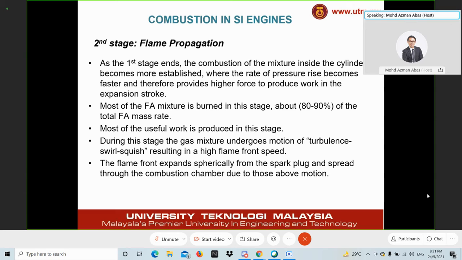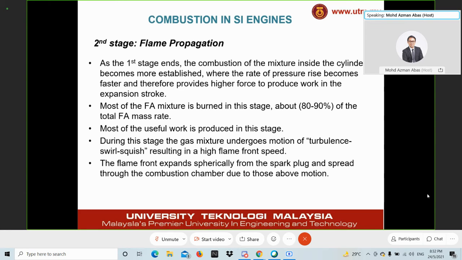Most of the fuel air mixture is being burned during this phase, which consumes 80 to 90%. Most of the useful work is produced in this phase. How do you know? It is related to how much of the fuel air mixture is being consumed. So the more fuel air mixture being burned and consumed, the more work is being produced.